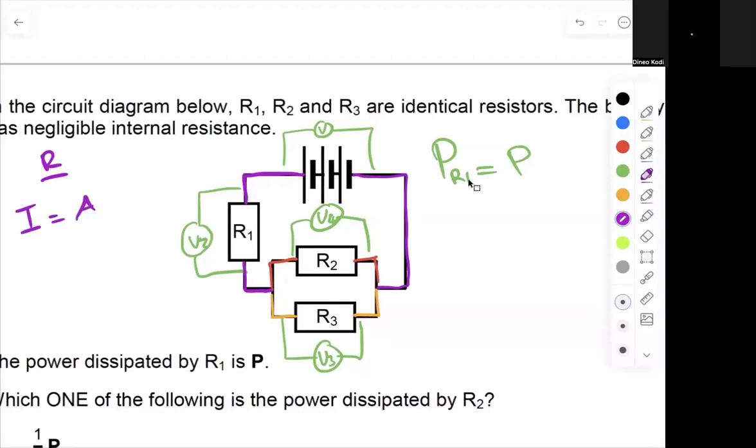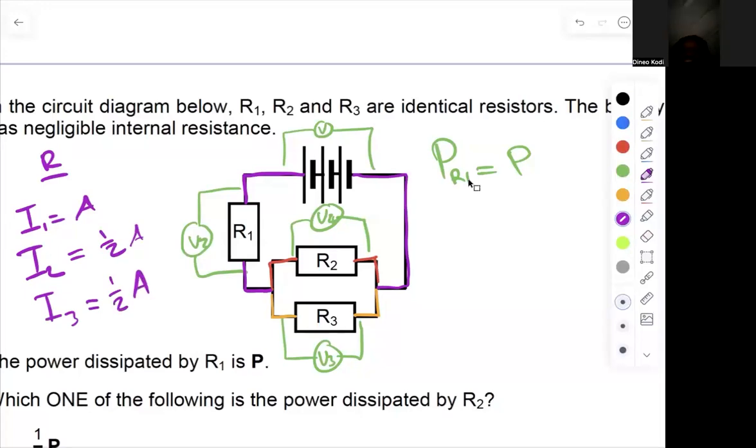When it gets to that branch of R2 and R3, remember, current splits to the ratio of my resistors. So the most current will go to the smallest resistor, the least current will go to my biggest resistor. But in this case, we're told that R2 and R3 are equal in resistance. They were all identical resistors, which means my current is going to split equally. Therefore, the current I2, the current through resistor number 2, is going to be equal to half A. And the current I3, the current through resistor number 3, is also going to be equal to half A, because it'll split half A one way, half A the other way.